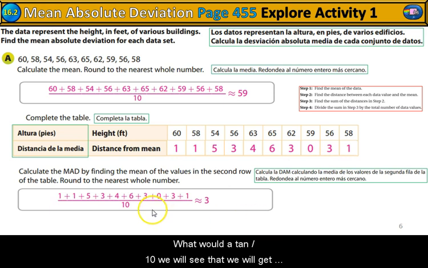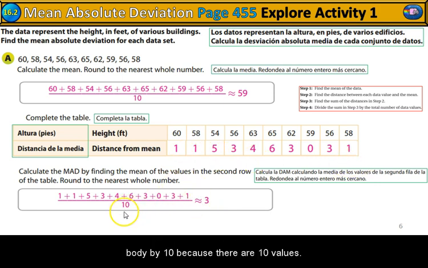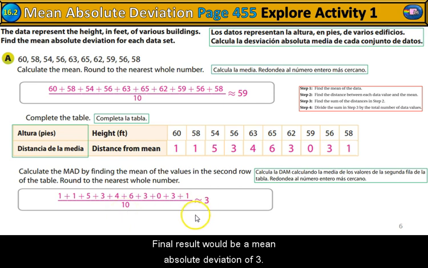Once we've added and divided by 10, we will see that we will get the answer of 3. Remember, we are adding the differences up and still dividing by 10 because there are 10 values. The final result would be a mean absolute deviation of 3.